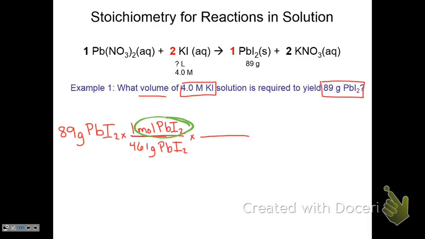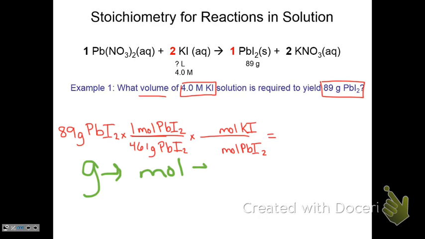If I have moles of lead iodide up here, that means I have to have moles of lead iodide down below to cancel out. Mole PbI2, there we go. And then we can put moles of our desired unit up top here. So we can put moles KI. Perfect. Now I can stop calculating. So again, what did I just do here? I went from grams to moles to my mole ratios to get moles of KI, because this really is what I'm after. I want to be able to plug in moles of KI into my molarity equation.